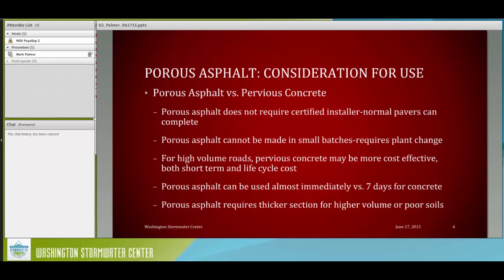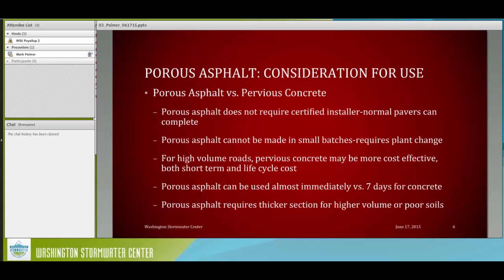Porous asphalt installs almost identically to a regular HMA pavement. It doesn't require a certified installer, nor can just any normal paver complete the job. In fact, we're making that process closer and closer to the same process.